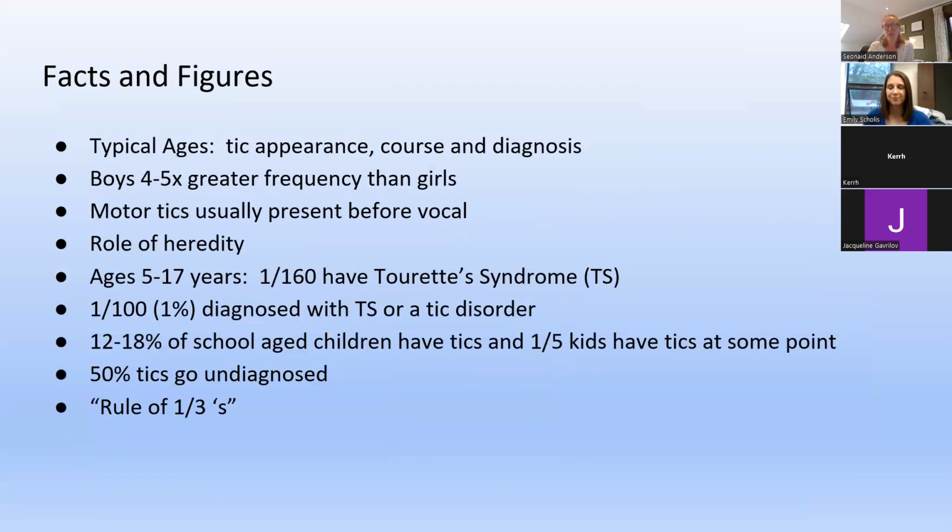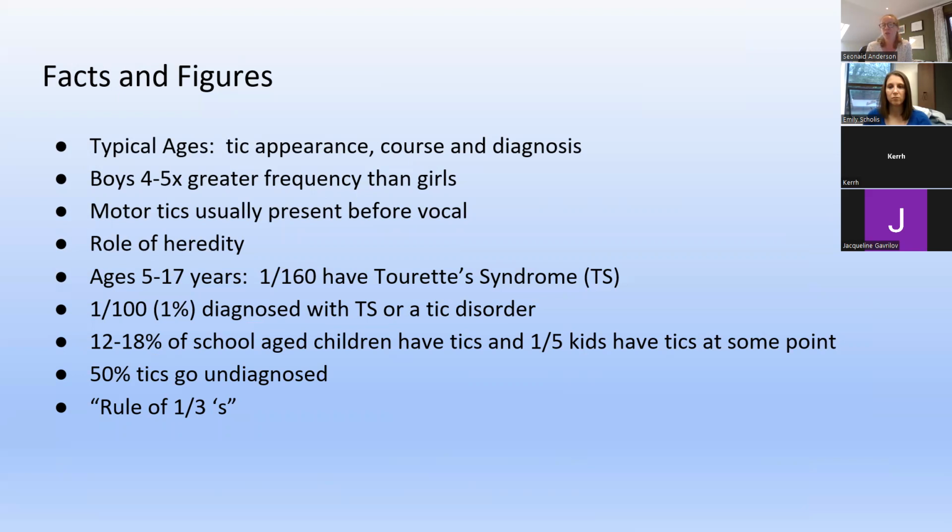So there are some facts and figures straight away: there are typical ages that tics appear, and there's a general course and diagnosis. Again, these are generalizations, but it's been found that boys have a 4 to 5 times greater frequency than girls of having Tourette syndrome. Motor tics usually present before vocal tics, often in the head and neck area, with blinking and sniffing being some of the most common ones that appear first.